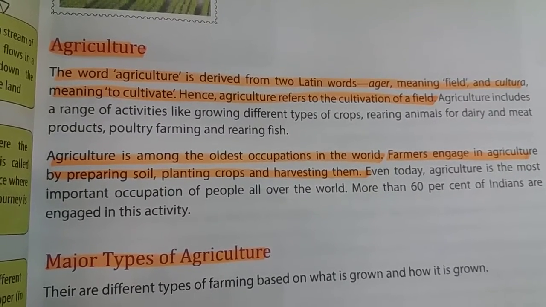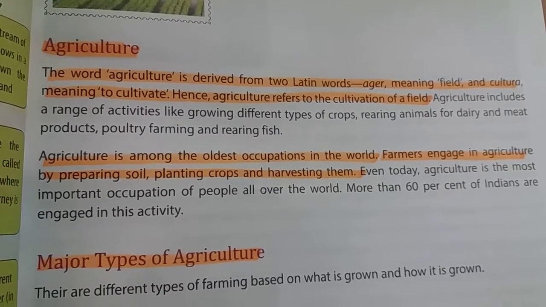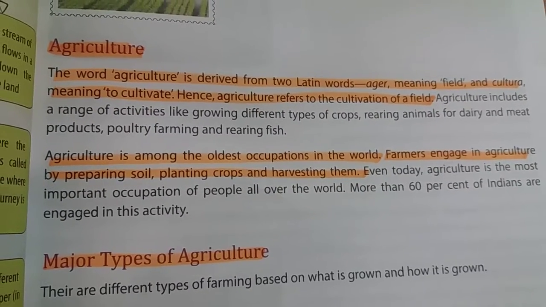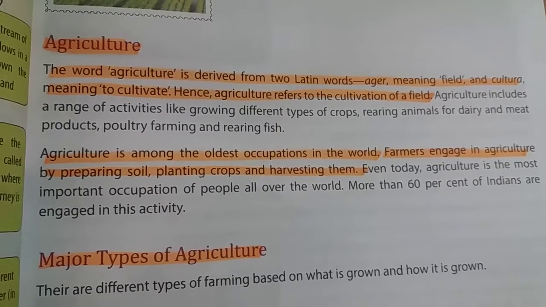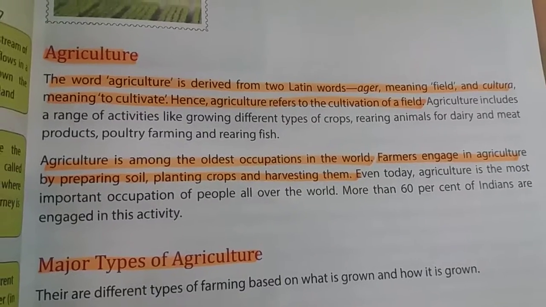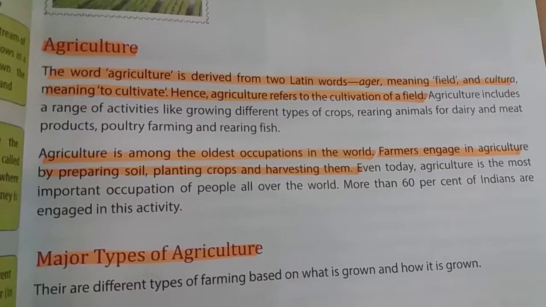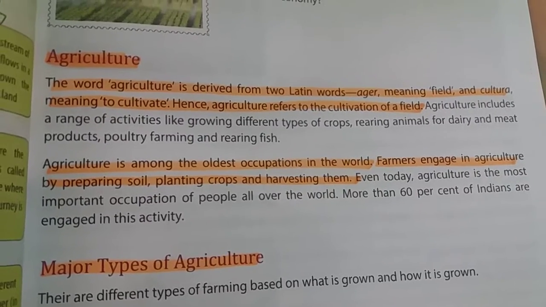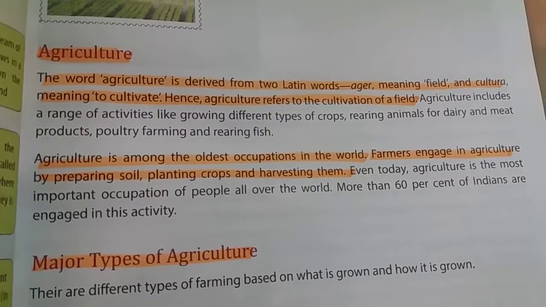Agriculture includes a range of activities like growing different types of crops, rearing animals for dairy and meat products, poultry farming, and rearing fish. So these are what agriculture includes. Here it says we grow different kinds of crops, rearing animals or keeping animals for dairies and for meat, and also poultry farming and the rearing of fish.